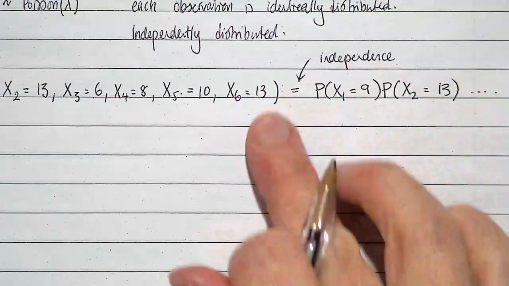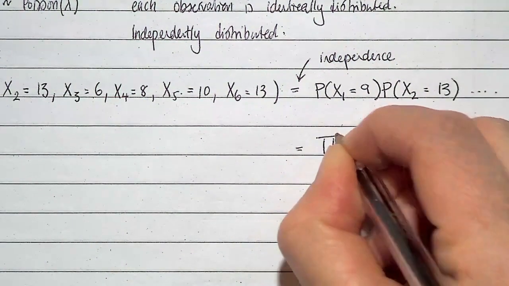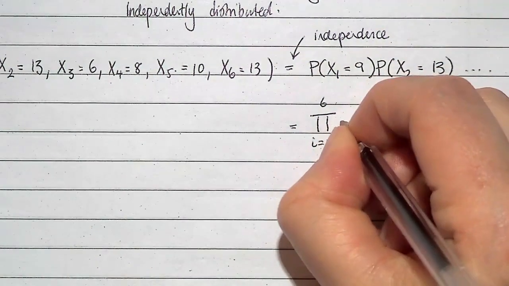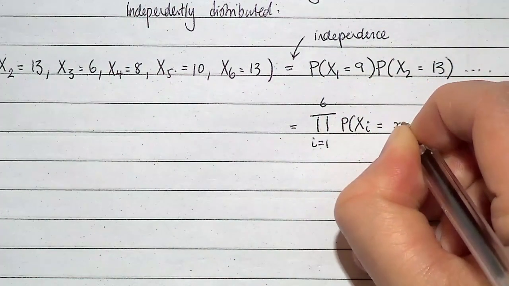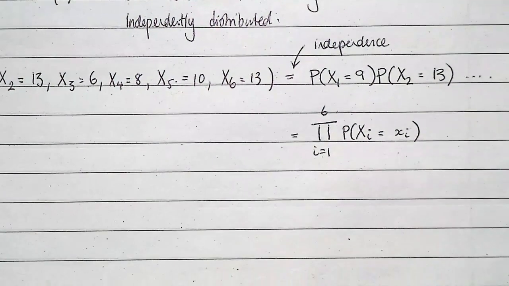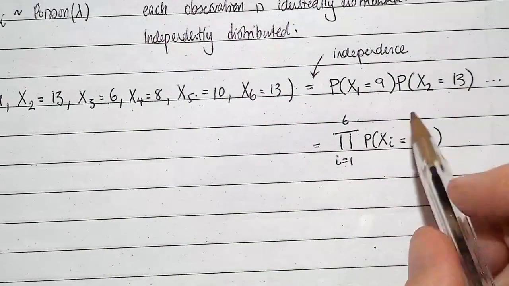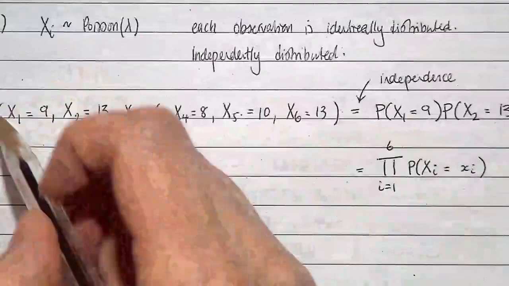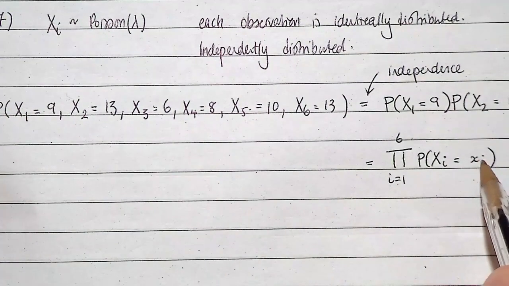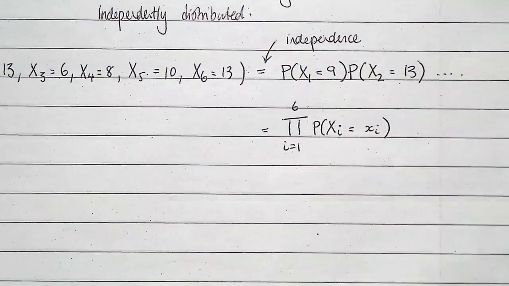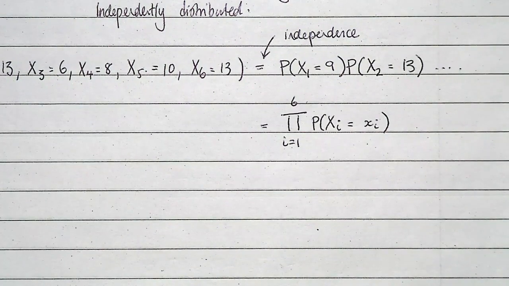Okay, so this product, I can write that in shorthand like this, with the product symbol, and I'm going to multiply from 1 up to 6, because I've got 6 elements. The probability that Xi is equal to little xi. And what are they? The capital Xi is the random variable that is Poisson distributed, and the little xi is the element in the vector that I've been given. So little x1 is 9, little x2 is 13, etc. So now I've got something where I can apply probability 1, because there's only one random variable in each of those terms in the product.